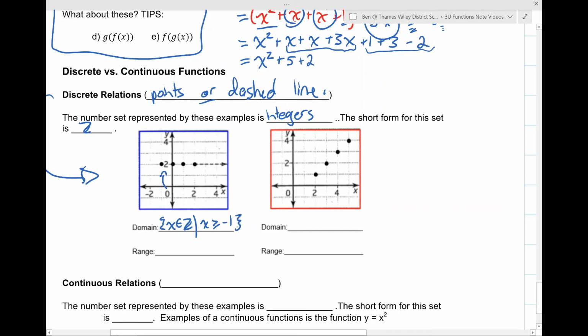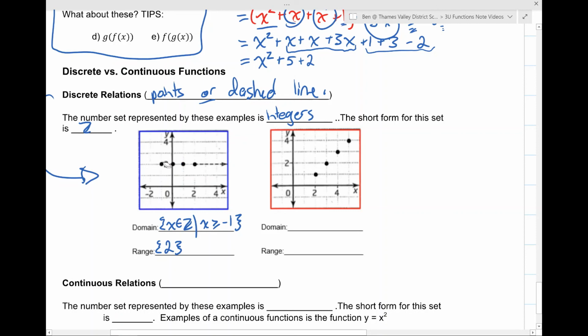Now about the range, well, what are all of the possible y values here? There's only one possible y value. They all share the same point. All the data points share the same y coordinate, and that's a +2. So that means that our range is just +2. That's it. It's nice and simple. It won't get any easier than that.